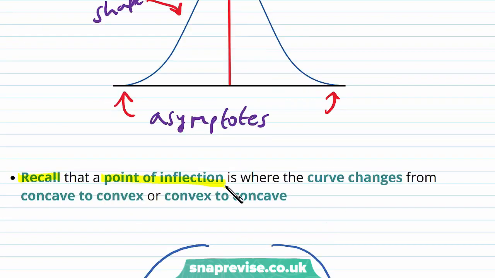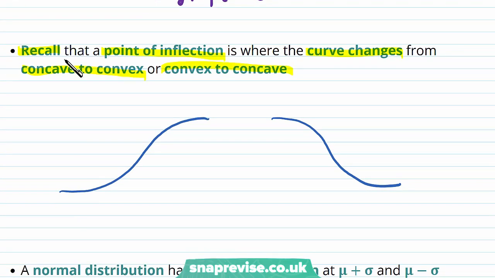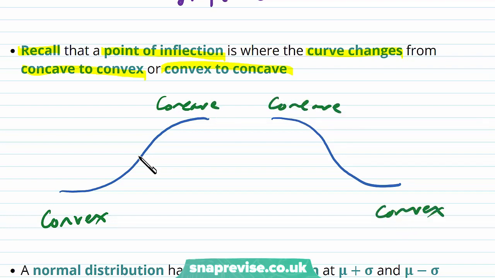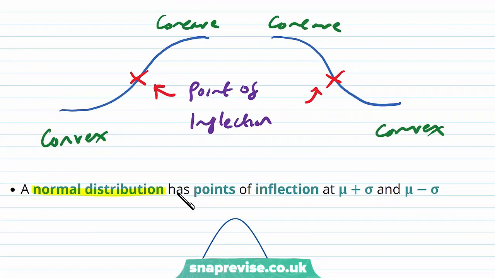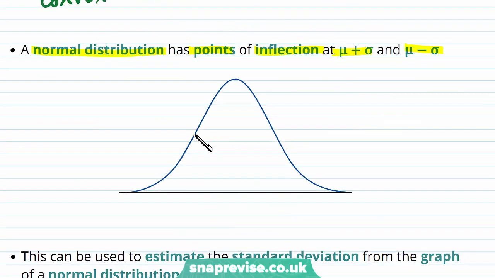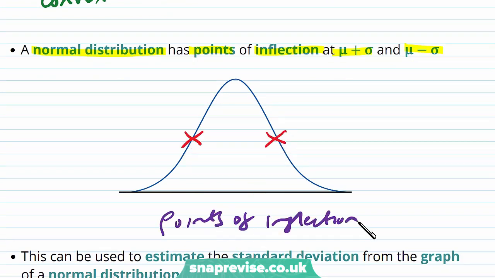Recall that a point of inflection is where the curve changes from concave to convex, or convex to concave. Suppose we have one of the following two graphs. Here we have a convex part of the graph, and here is concave, and similarly concave here, and convex here. We have these points in between, which are called points of inflection, where it changes from one state to the other. A normal distribution has points of inflection at mu plus sigma and mu minus sigma. Again, these are here and here.